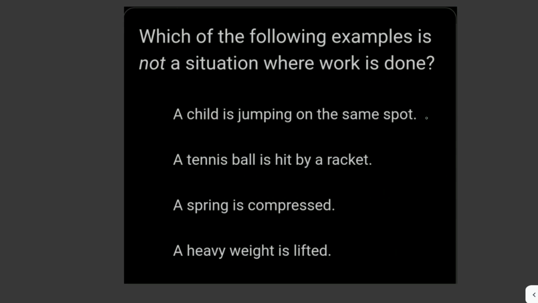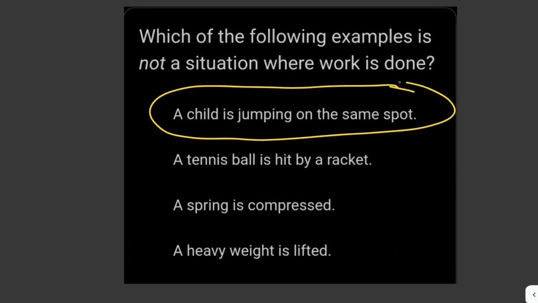So when a child is jumping on the same spot, all right, we have here the first choice. The overall displacement is zero, so no work is done in that situation. So the rest of the options here, work is done, except this one. So the answer is this one, a child is jumping on the same spot.